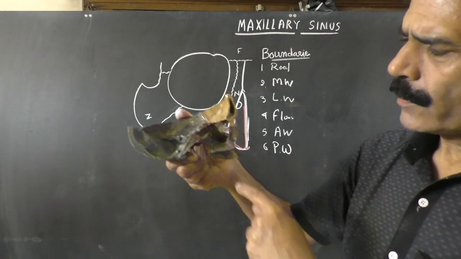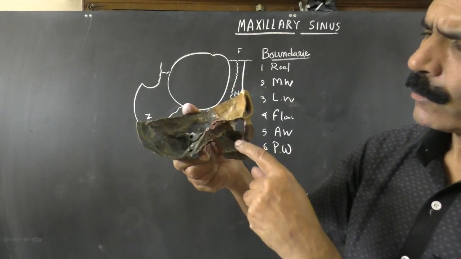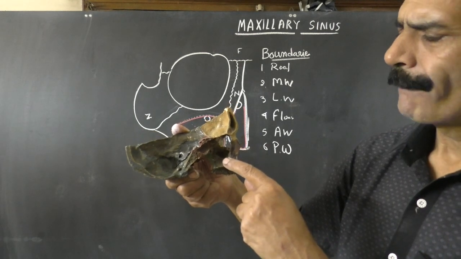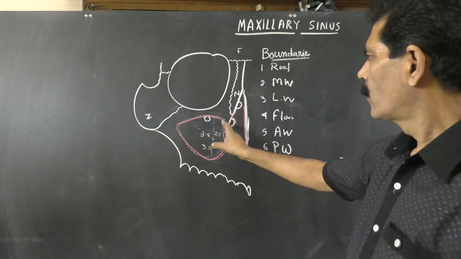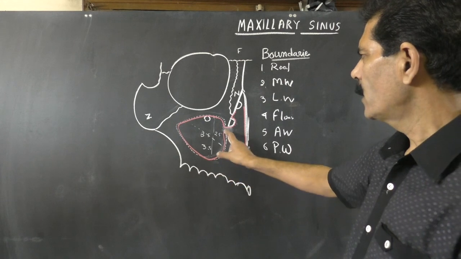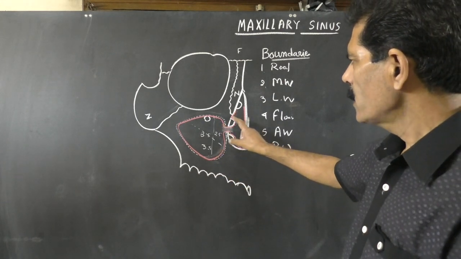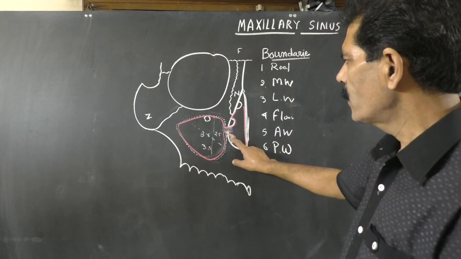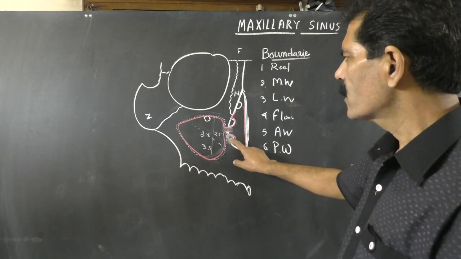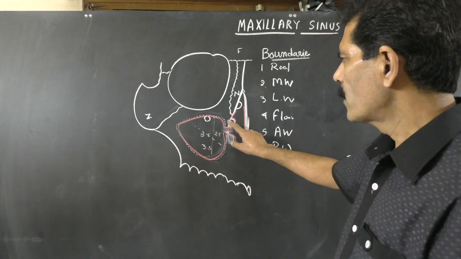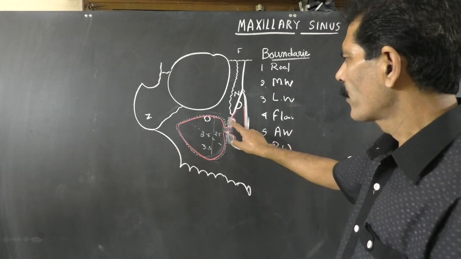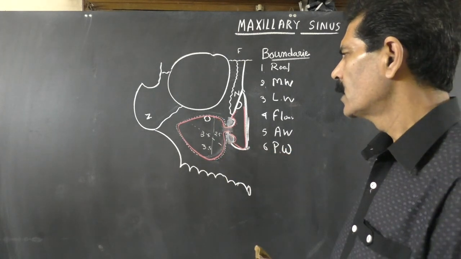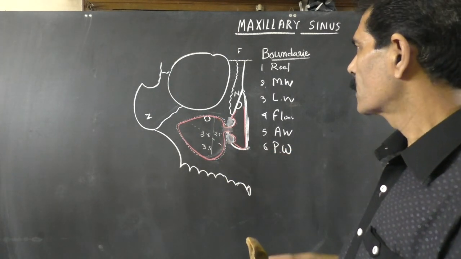If we see, the medial wall is formed by the lateral wall of the nasal cavity. So this is the medial wall. This medial wall of the maxillary sinus is formed by the lateral wall of the nasal cavity, which is formed by the inferior concha, which is itself a bone, and the middle concha in the upper part, forming the medial wall of the maxillary sinus.